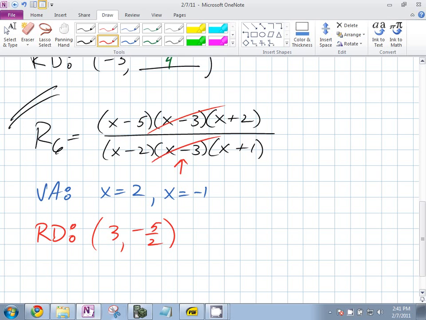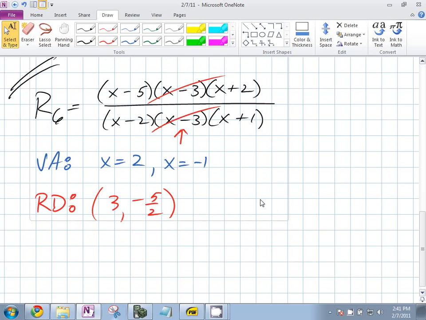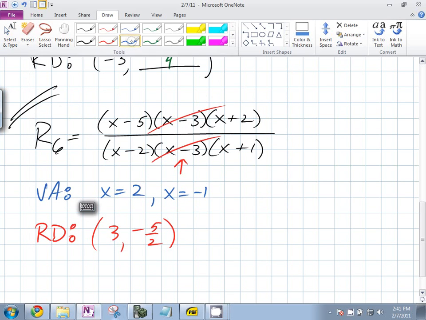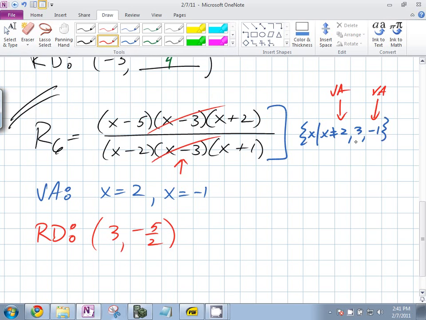Okay, so let's transition here. No, the domain, stop here. Don't cancel. The actual domain of the function is x does not equal 2, 3, -1. That is the domain. Two of them, this and this, are vertical asymptotes. And this is a removable discontinuity. That is the domain of the entire function.